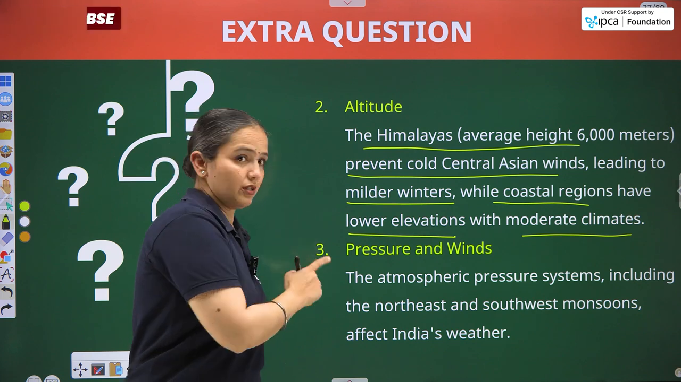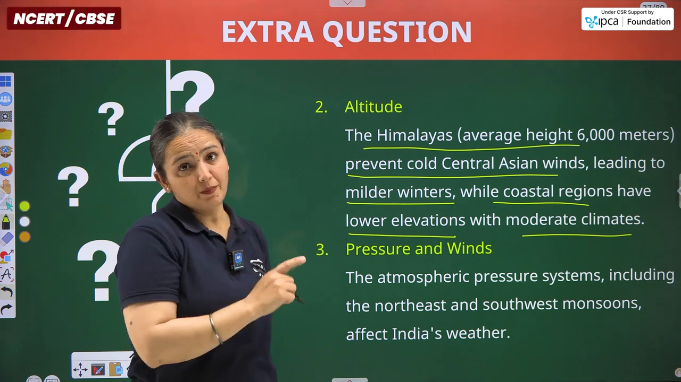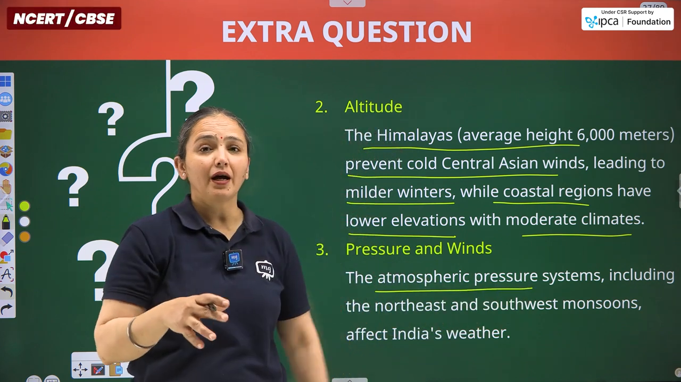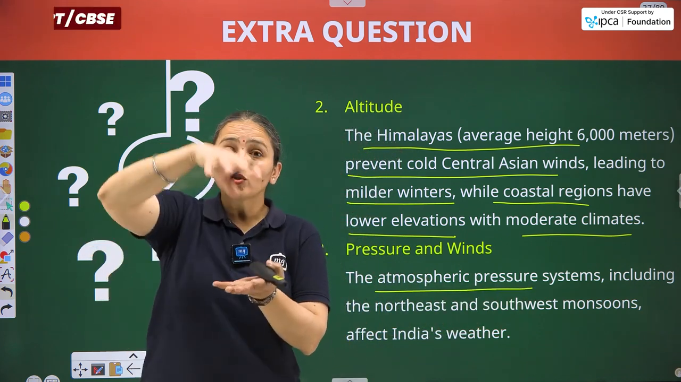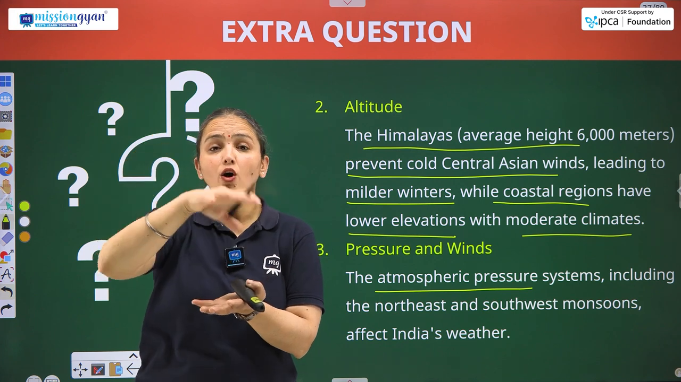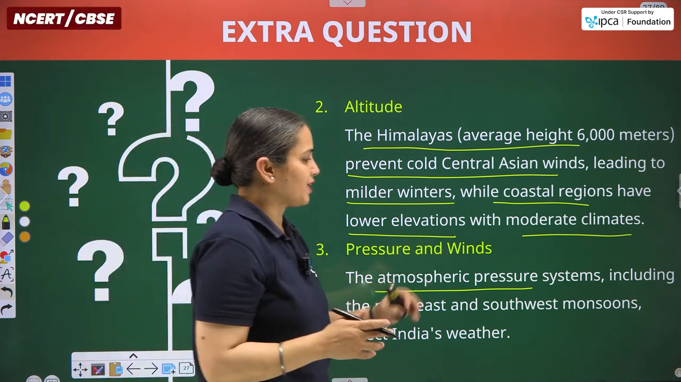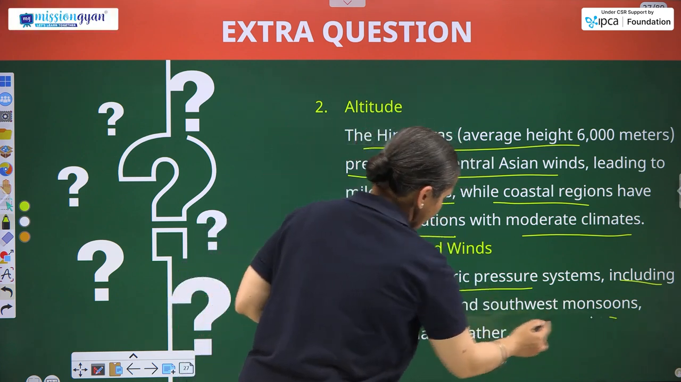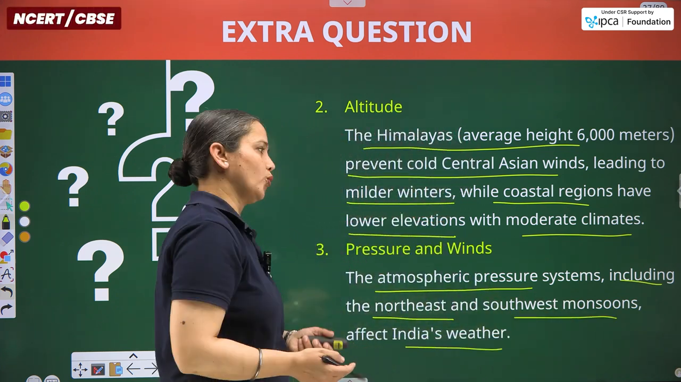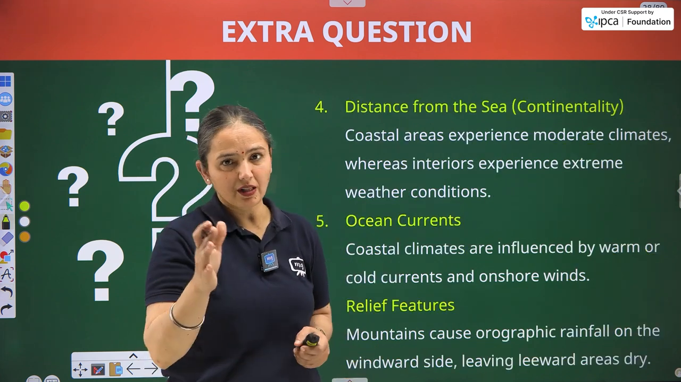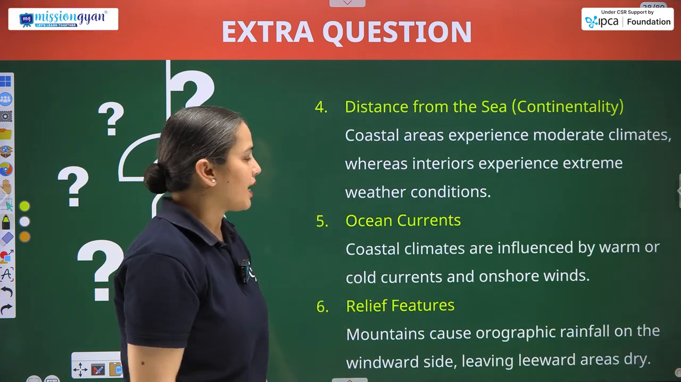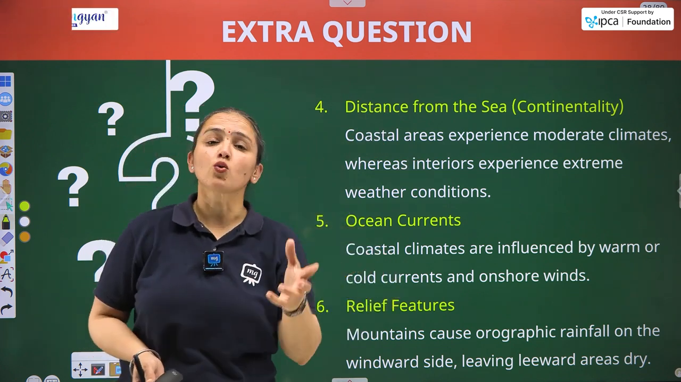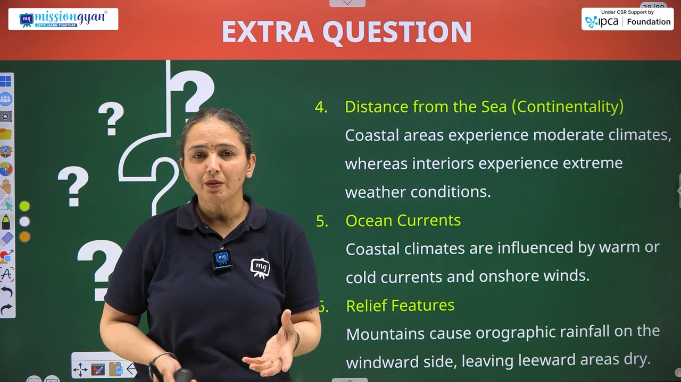Coming to the third factor affecting the climate of any region, pressure and winds. Atmospheric pressure is the pressure exerted by the air onto a unit area of the earth. Atmospheric pressure systems, including the northeast and southwest monsoons, affect India's weather. So that was about the factors affecting the climate. A few more are added to this: distance from the sea. As I've told you, the factors controlling and the factors affecting are almost similar.